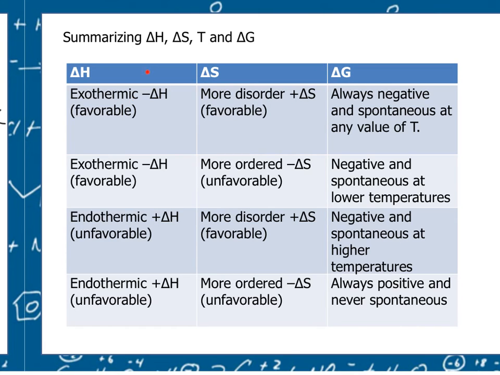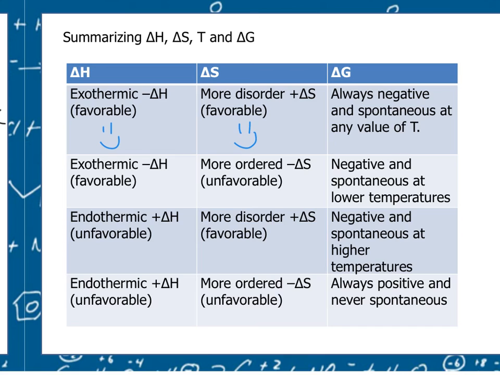Delta H is exothermic when it's negative, and that's favorable. Delta S likes to be more disordered and is going to have a positive value, and that's favorable. So the way to read this is if the problem gives me a negative delta H and a positive delta S, this reaction is going to work at any temperature. My delta G is always going to be negative because these factors are both favorable.